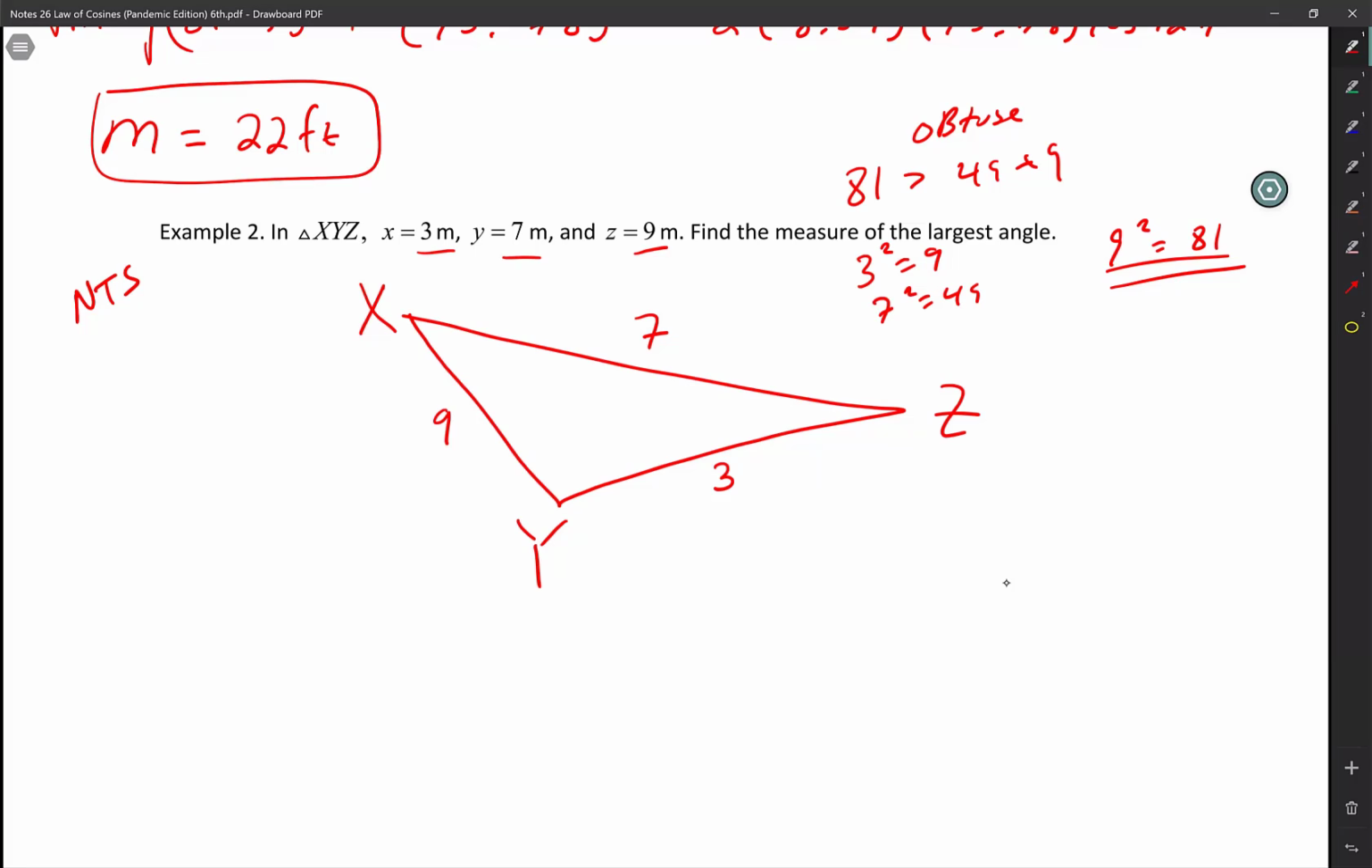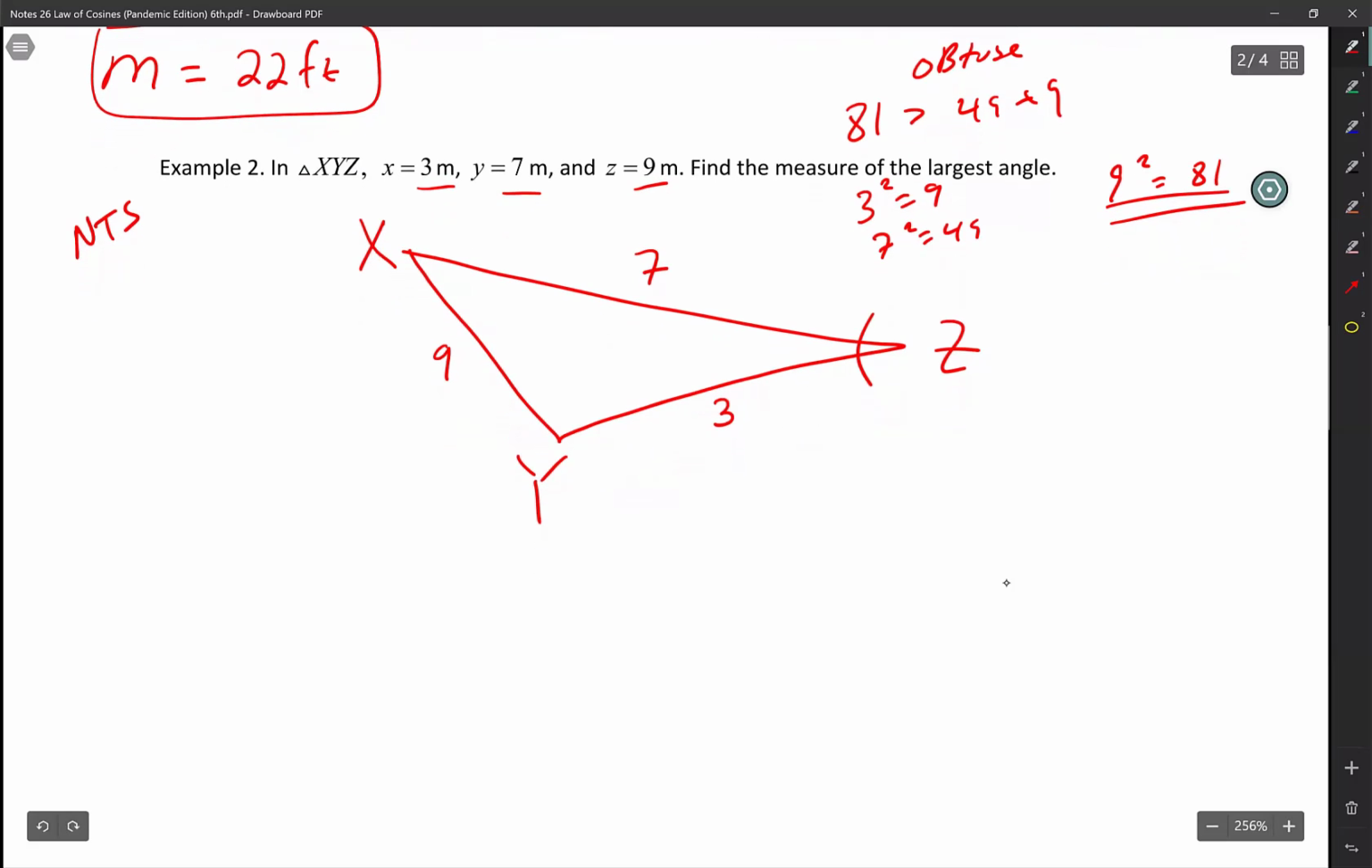Angle Z. Heck yeah, Martinez, it's angle Z. Why? Give me a reason, miss. Because it's across from the 9. That's right. It's across from the 9, and 9's the biggest. It has to be angle Z. Does that look obtuse? No, but it's not to scale. It's 100% obtuse, guys.